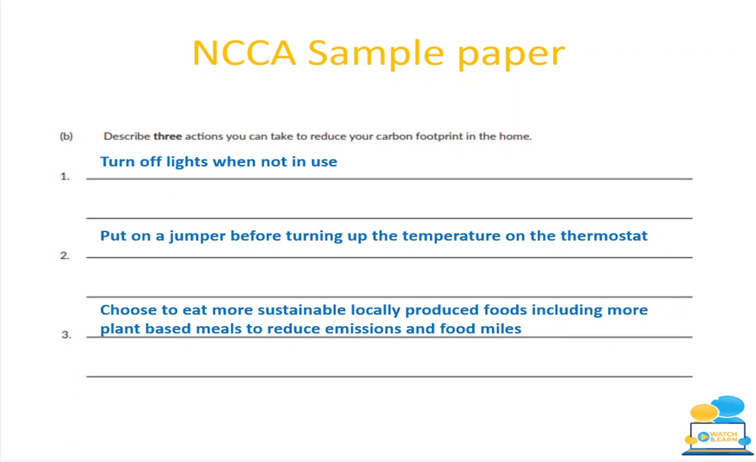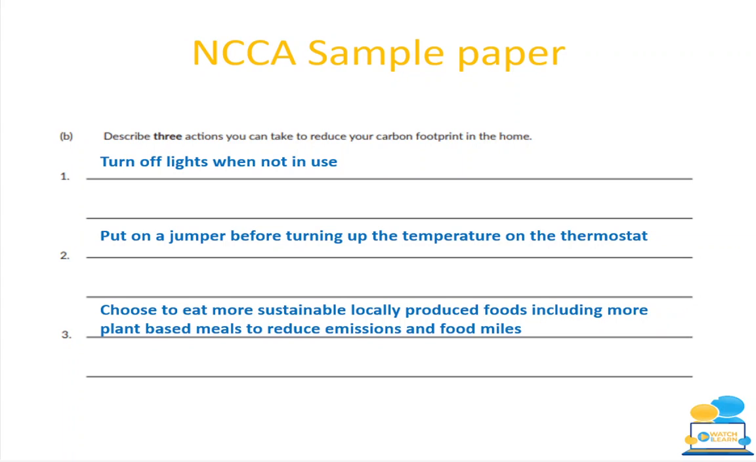Here is another sample paper from the NCCA. It says to describe 3 actions which you can take to reduce your carbon footprint in the home. So number 1 would be to turn off lights when not in use because you're wasting electricity. Number 2 would be to put on a jumper before turning up the temperature on the thermostat, which is especially topical coming this winter because of the increased cost of energy. Number 3 is to choose to eat more sustainably locally produced foods.